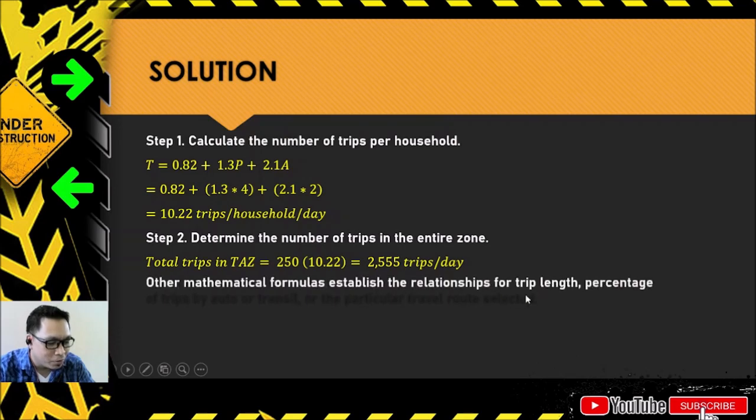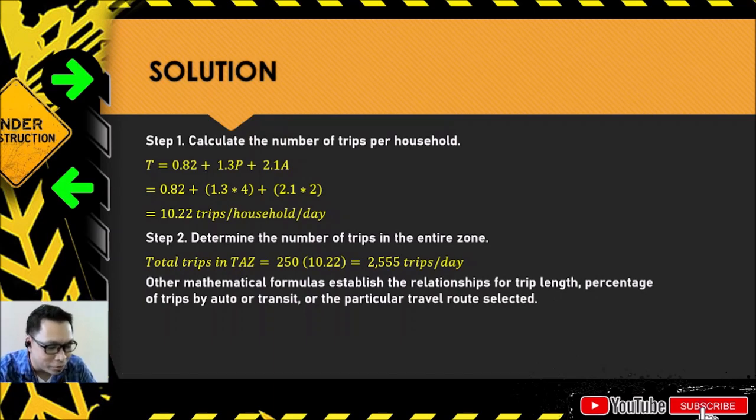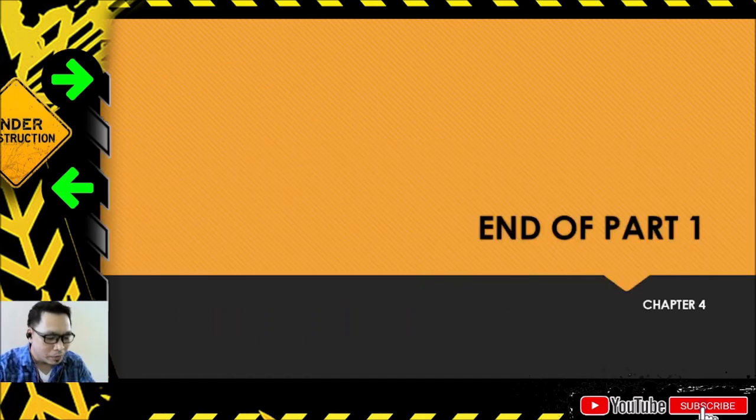So other mathematical formulas establish the relationship for trip length and the percentage of trips by auto or transit, or a particular travel route that is selected. Okay, so that is how to do the regression. Regression is easy to do, class, when it comes to solving a problem, but what is difficult is to formulate the formula, to generate the formula, to invent the formula. That is what is difficult in multiple regression. Okay, I think that's all for trip generation and for chapter 4 part 1.